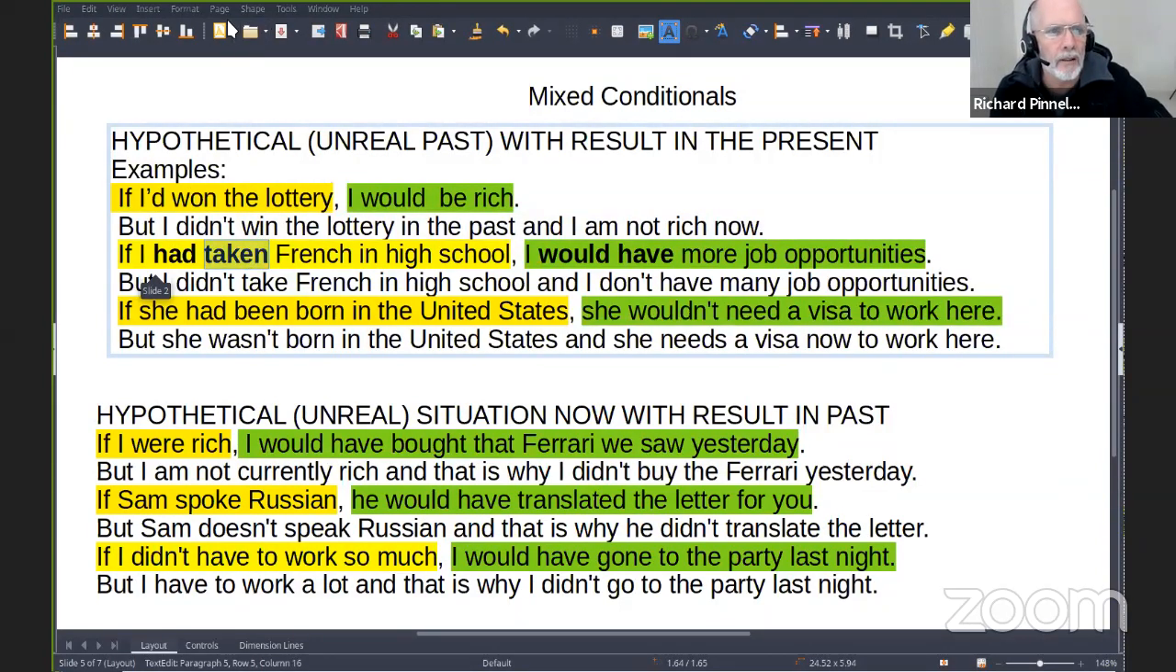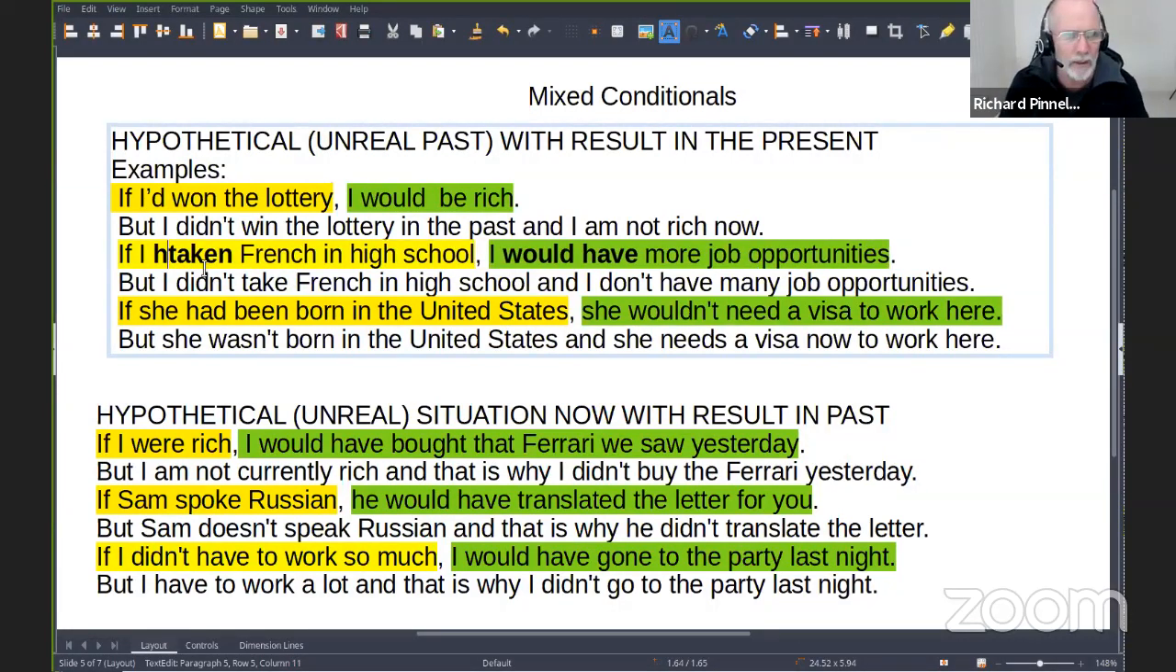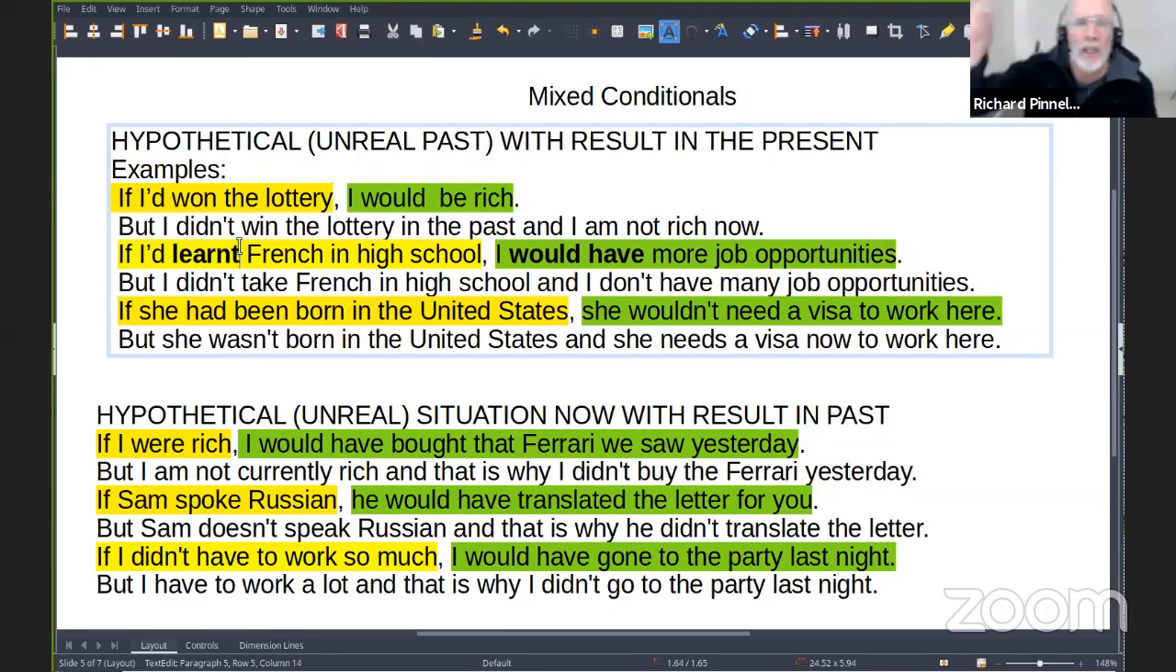If I'd taken, if I had taken French in high school, I would have more job opportunities. This one we can contract. So maybe it's better here to say if I'd learned French, I think I could say taken. If I'd learned French in high school, past, I would have more job opportunities now. This one here is with just would plus the verb.